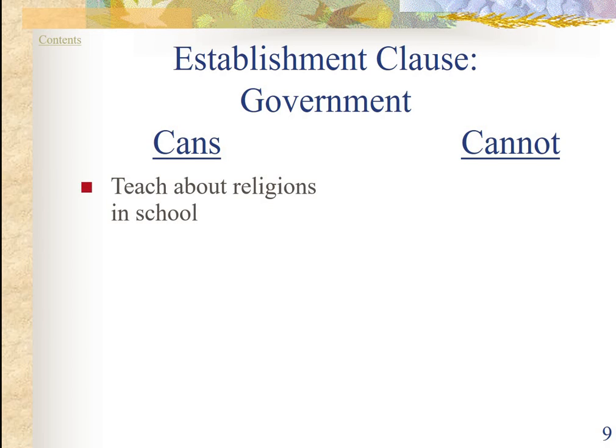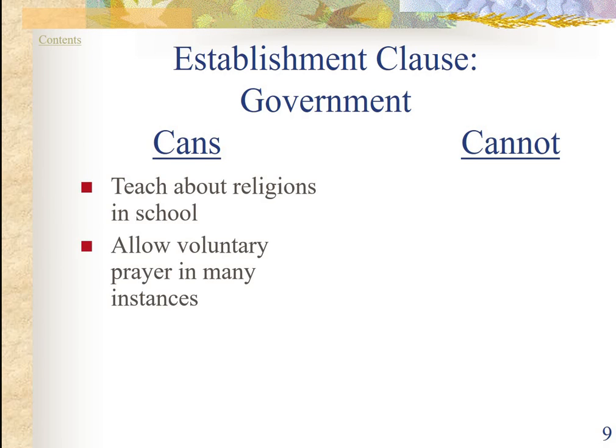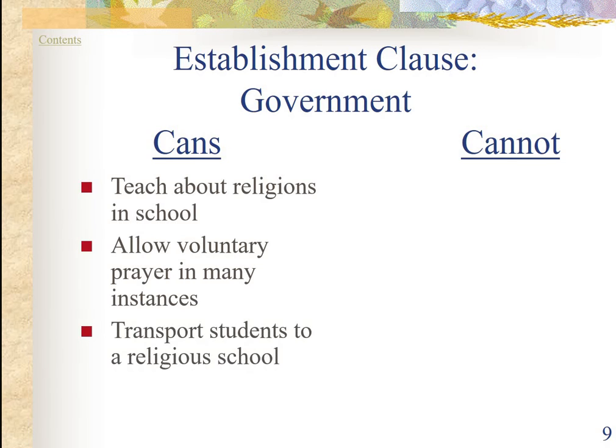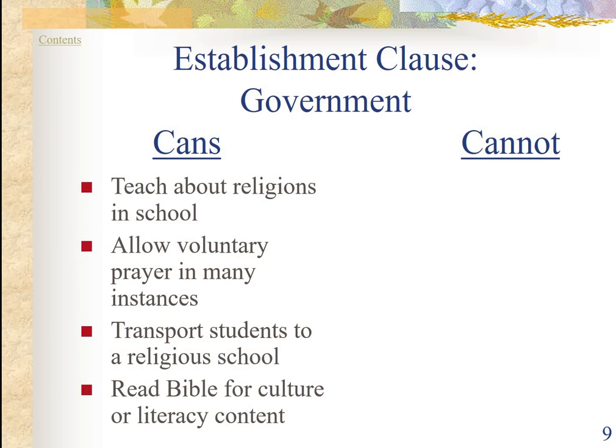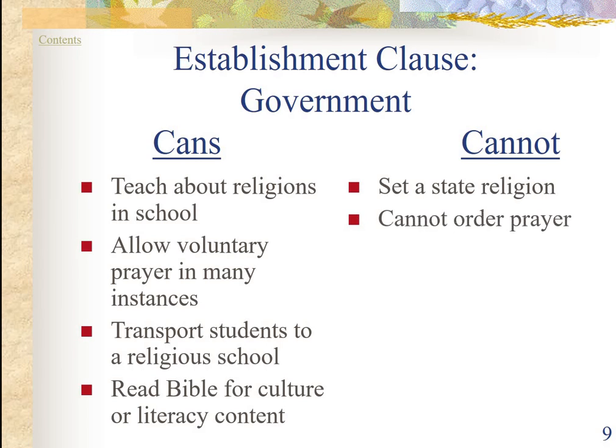So the government can teach about religions in schools. You guys probably would have learned about like Hinduism, Buddhism in the past. They have to allow a voluntary prayer. If you would like to pray, feel free. They can help transport students to religious schools. And if English class or culture class wanted to, they could read the Bible. What they cannot do, the state of Michigan cannot decide, right, that we are now going to be a Buddhist state. That will not work.